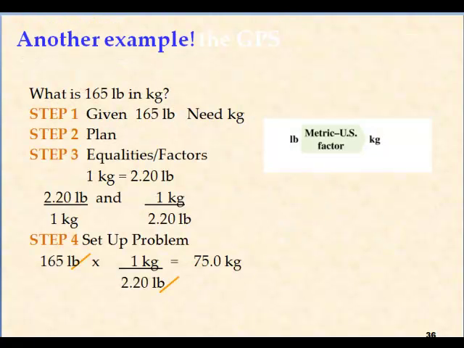Okay, so let's see an example that is solved in which we are going to see 165 pounds converted to kilograms. Notice my given is 165 pounds. I need kilograms. So my plan is going to be an equality between kilograms and pounds. These are the 2 conversion factors. So now I can set my problem up, 165 pounds, and I have my equality. My pounds are canceling, and I can express my answer with 3 significant digits, as that's how the quantity is given.